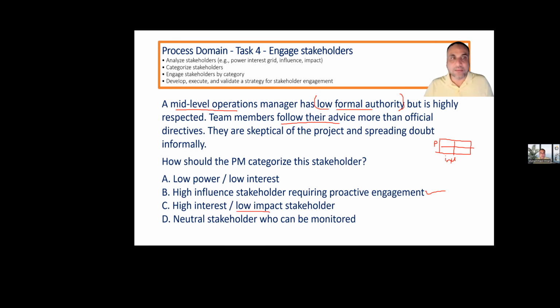C is saying low impact, so it is against the question. A, low interest. So the question is not about interest. They are taking interest. That's why they are spreading doubts informally. So these could be the dangerous stakeholders also. And neutral are those who are not doing anything, but they are doing something. So ultimately, B is the better answer. High influence stakeholders requiring proactive engagement.